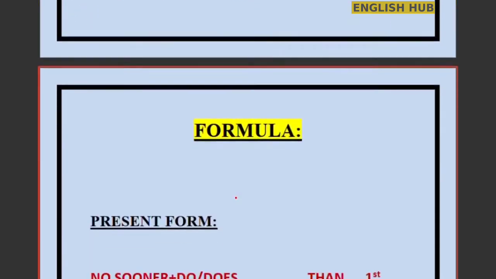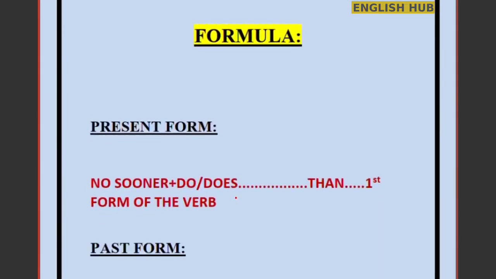Let's move to the formula. Now this one you can write it down in your copies so that you remember. I think from the examples only it is clear to you, but if you want to write the formula about how to frame the sentence, then you can also write these down.